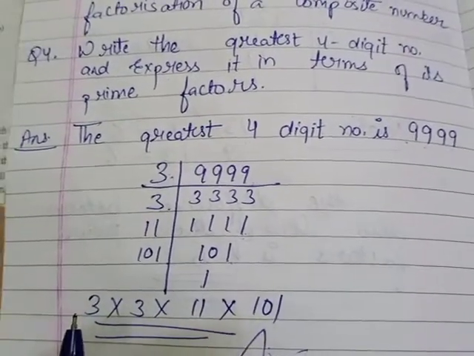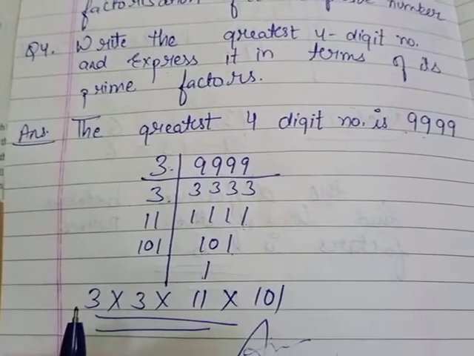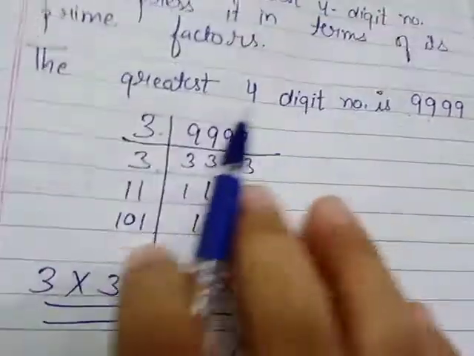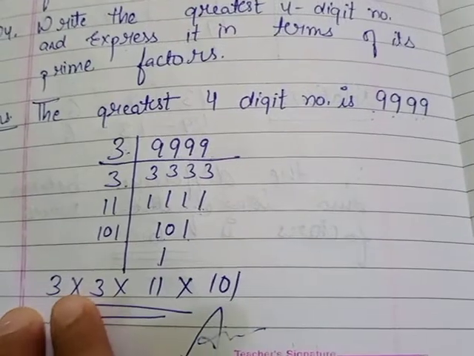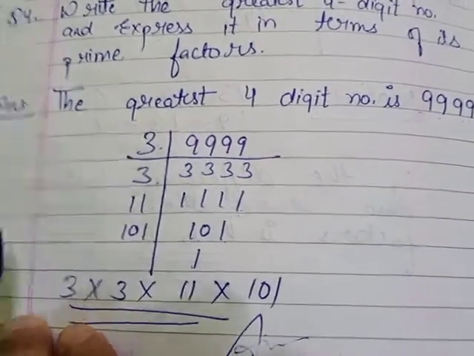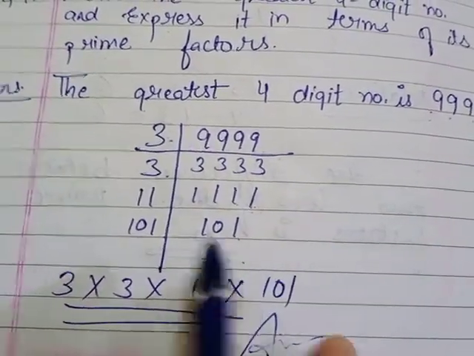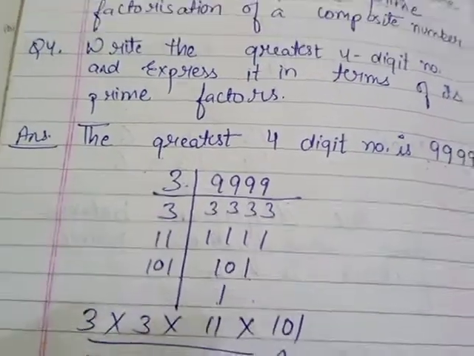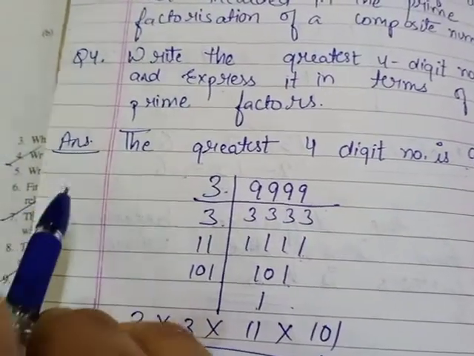First of all, writing the greatest 4-digit number. The greatest 4-digit number is 9 four times, that is 9999. And then we have to find its prime factors. Like this, we have found the prime factors. All these numbers are your prime factors. Clear? This is your question number 4.